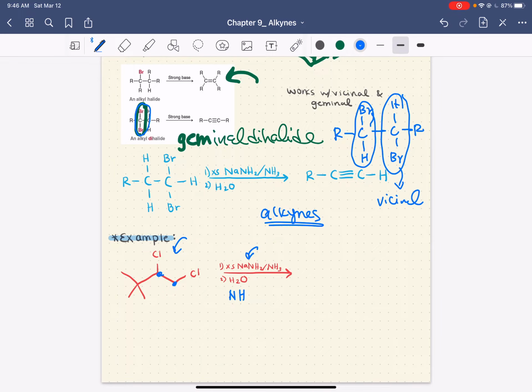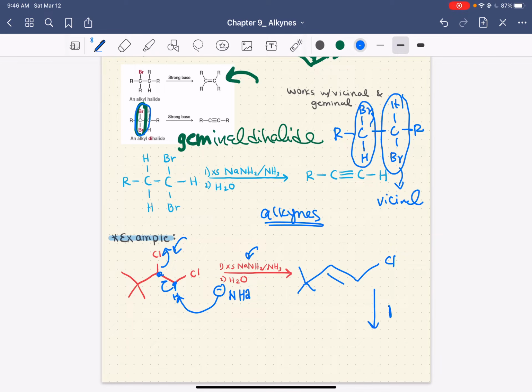All right, what's going to happen here is this NH2 from the sodium amide is going to come in and steal one of these hydrogens here. This hydrogen is going to dump its electrons here, and this chlorine is going to leave. So with that being said, we formed a double bond right there, and the chlorine has left to form this first double bond.